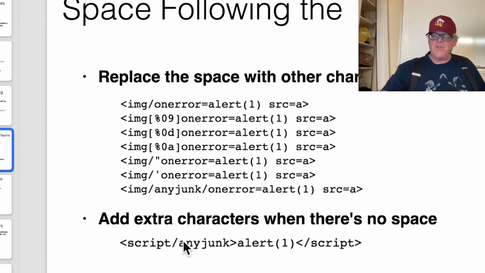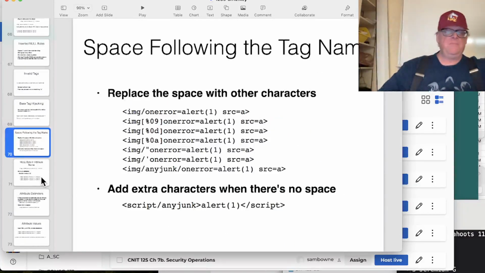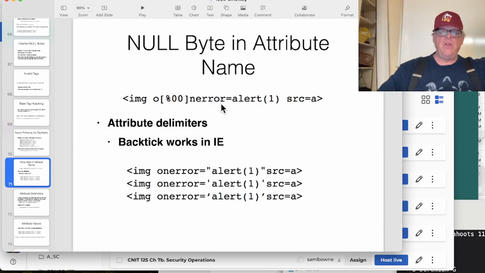After the slash in script, you can put some junk, and that might block the filter looking for the script tag, but it'll still run. You can put null bytes in the attribute's name, so this on error will not be interpreted as on error by C-based code. You can use a backtick instead of a double quote, and that might fool them.